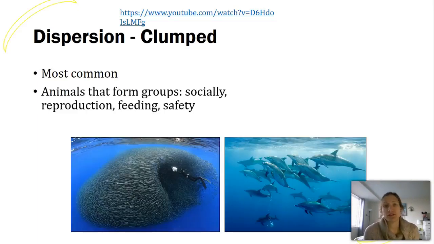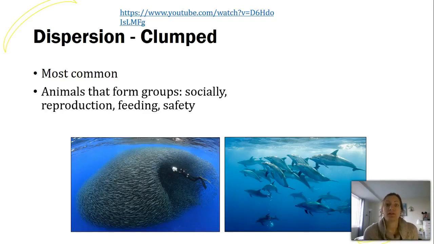There's a whole bunch of reasons why organisms do this, why humans do this, why fish do this, why dolphins do this. One reason can be social. So for example, dolphins need to be around one another. Humans, for the most part, we need to be around one another. We would die in isolation because we need that interaction with other organisms. Same thing with dolphins, with whales, with chimpanzees. So that's one reason why clumped is seen so often.